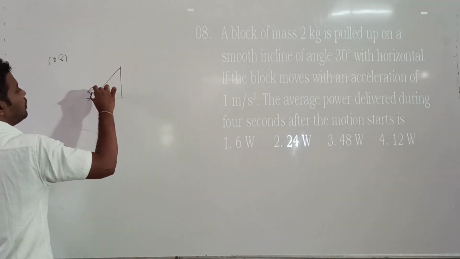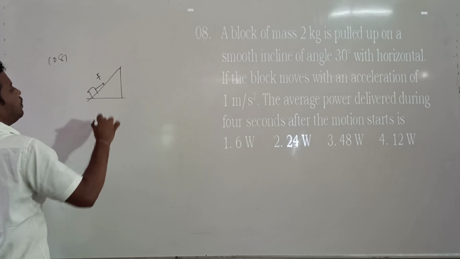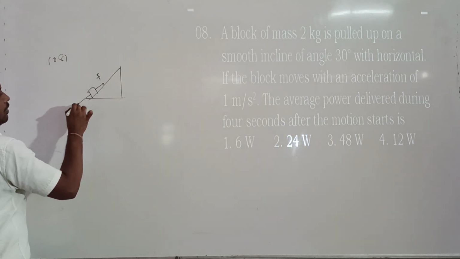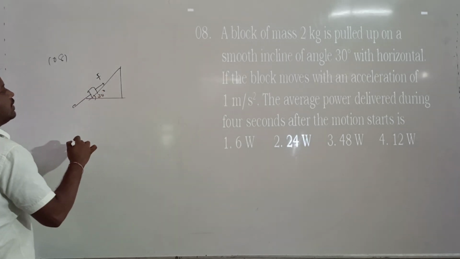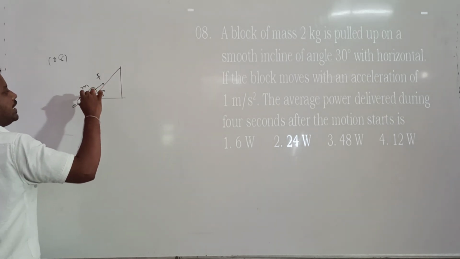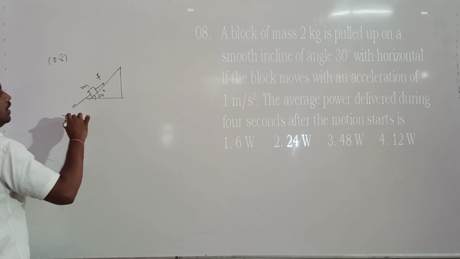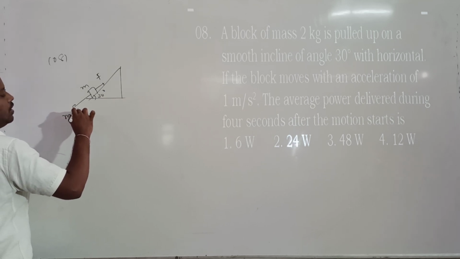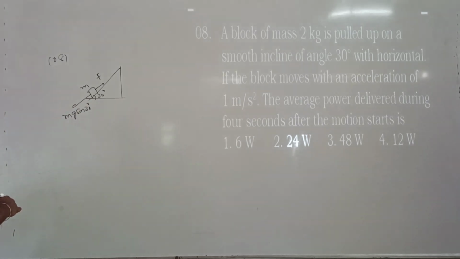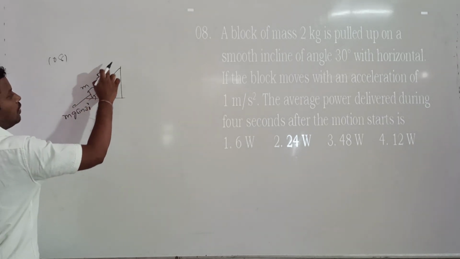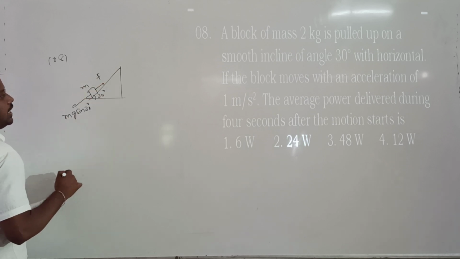So a block is pulled up. In order to pull it up, we need to apply a force. What is the weight of the block which is acting downwards? Here the angle of inclination is given as 30 degrees. If I consider the mass of the block as m, the component of weight acting downwards is m g sin 30 degrees. Correct? Here there is no friction. In order to move the block upwards, a force is needed.